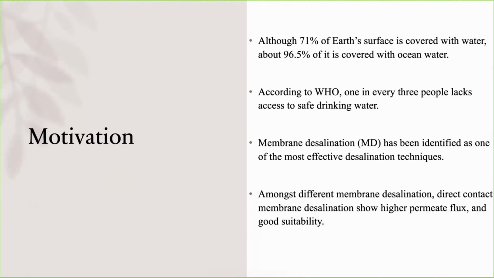71% of Earth's surface is covered with water. However, 96.5% of it is ocean water, which is saline that we cannot use directly. And as WHO reported, 1 in 3 people are without access to drinking water right now, and this problem is going to get worse in the future. So it's necessary to develop an effective desalination technology to resolve this problem.